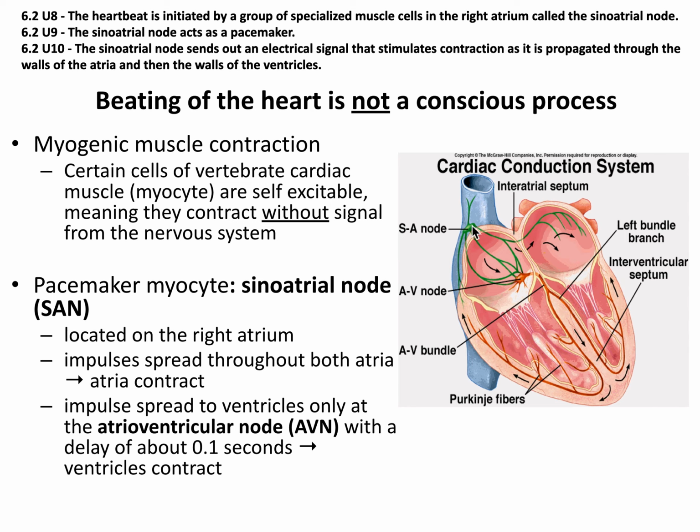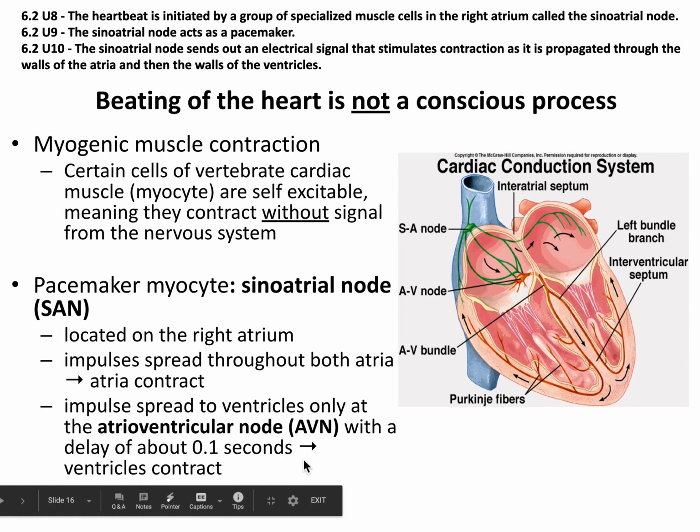Here you can see the SA node, or SAN, right here in green. The pacemaker myocyte, or sinoatrial node, is located on the right atrium, and its impulses are going to spread throughout both atria, and then the atria will contract. The impulse will then spread to the ventricles. You can see it connects to this orange node, the AV node here, which will then cause the ventricles to contract. And it's about a 0.1 second difference.